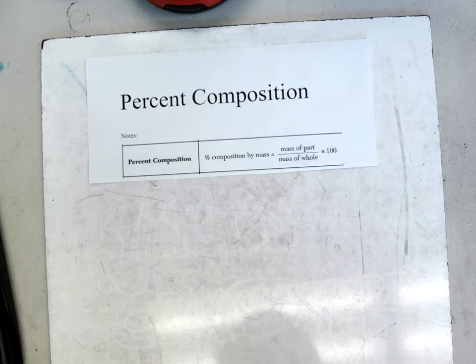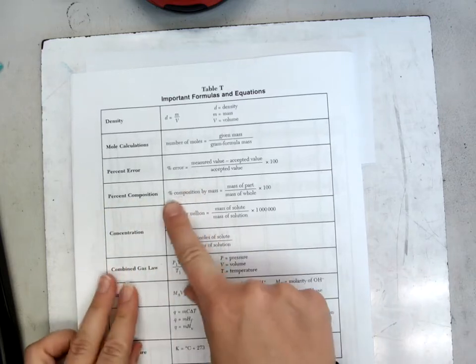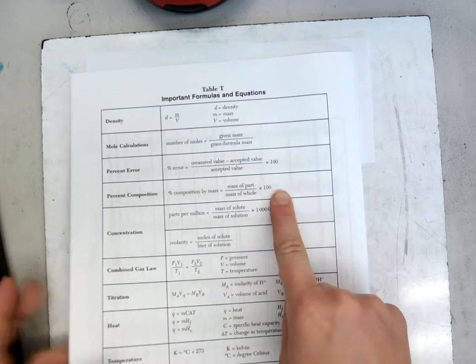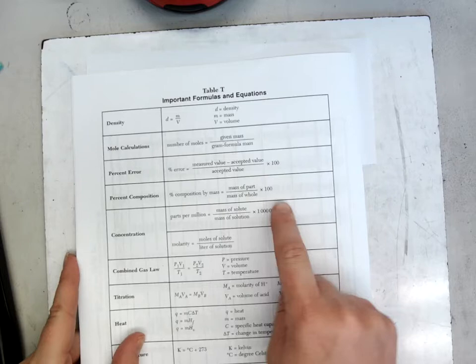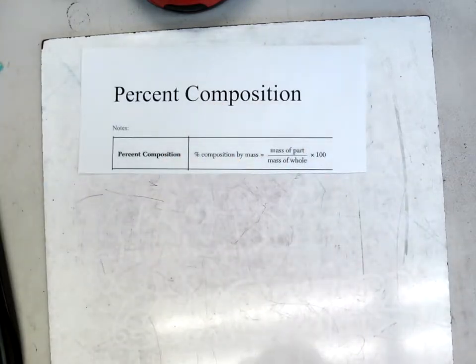Okay, there were a couple questions on percent composition by mass on the test, and the equation for percent composition is on Table T. It is right here, percent composition by mass. There it is, look it up, make sure that you put everything in the right place, make sure you don't forget the times 100. Here it is blown up a little bit, and it's very simple.